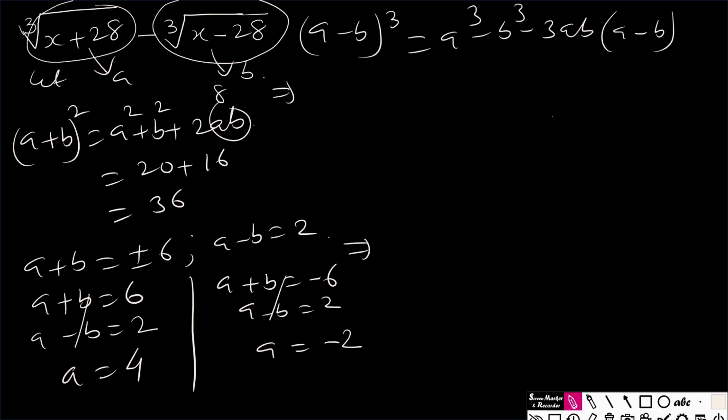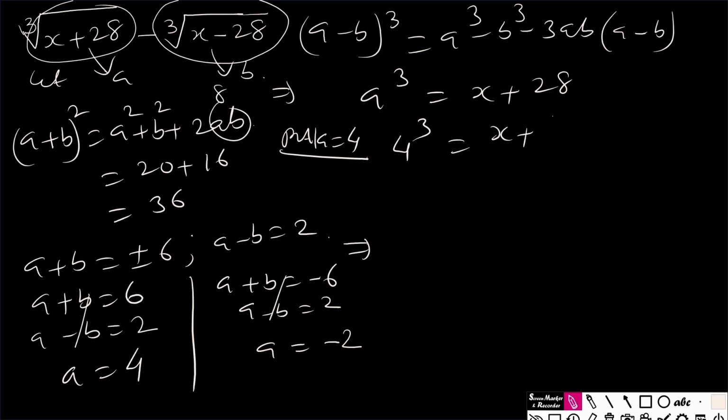And this is a. So a cubed equals x plus 28. Put a equal to 4 first. Then 4 cubed equals x plus 28. So x equals 4 cubed, which is 64, minus 28. 64 minus 28 is 36.